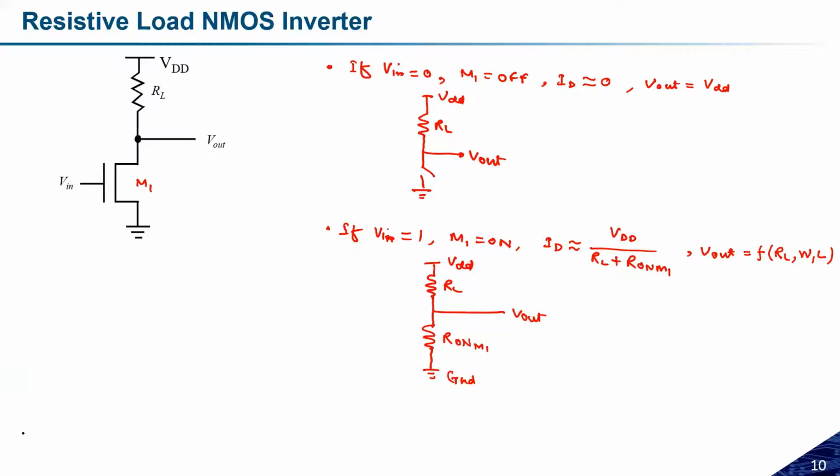What does it mean? It means that the static power dissipation for this circuit is non-zero. This is really very important: static power dissipation is non-zero. One more thing. Let us talk about the effect on the delay. How is this delay going to be affected?